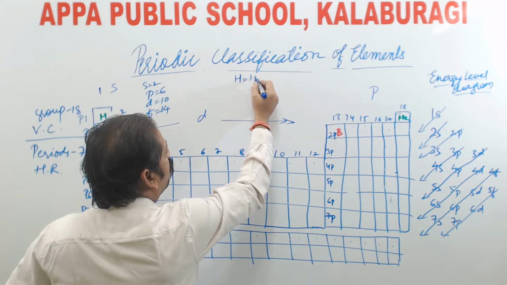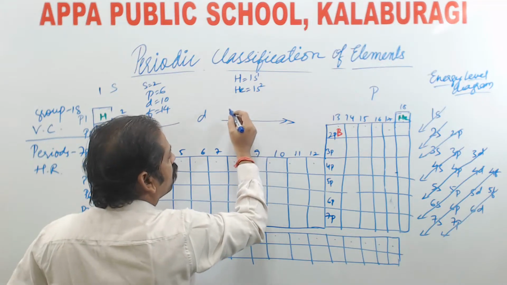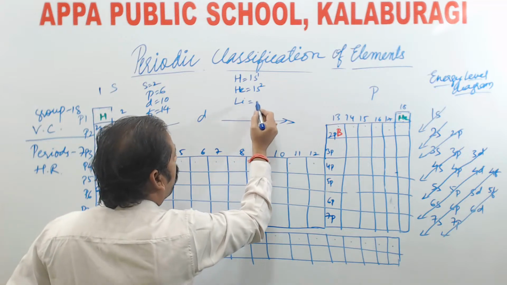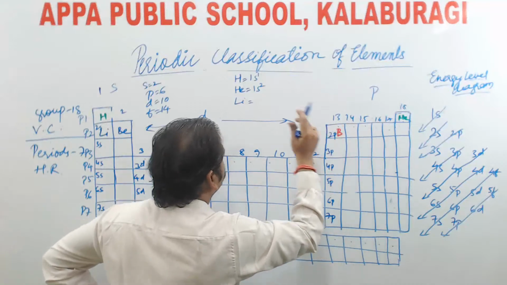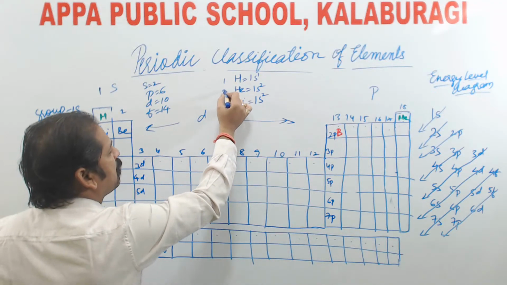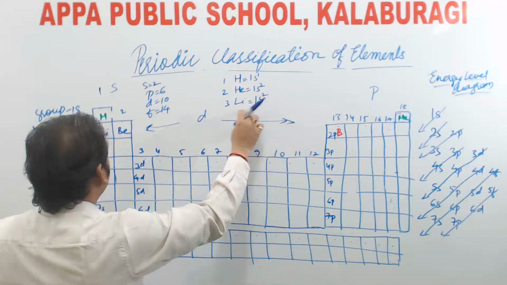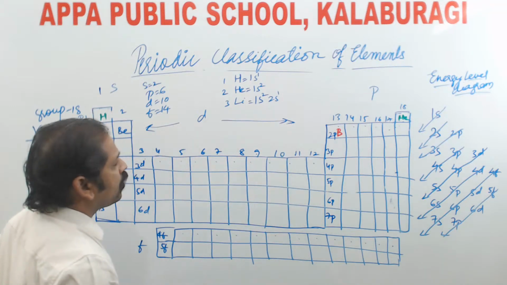Hydrogen 1s1, helium 1s2, lithium. Lithium is 1s2, 2s1: 1s is completed because the atomic numbers of hydrogen, helium, and lithium are 1, 2, and 3. After 1s2 we have 2s1.